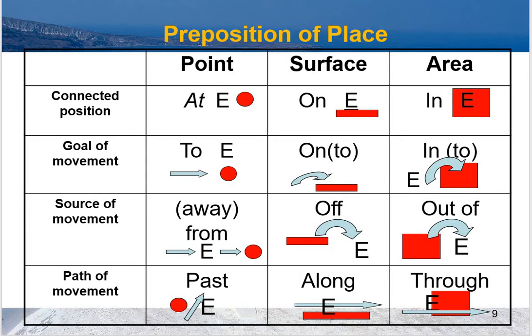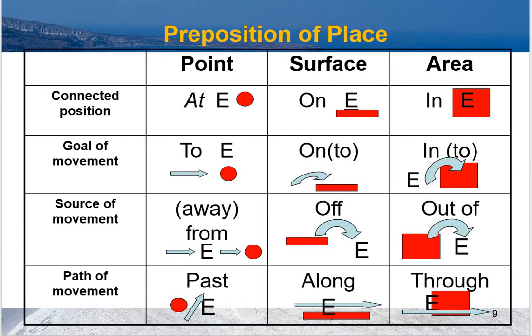This picture will describe positioning of preposition of place. Look at. At shows that it is close to the point. To shows the direction of something. And away, that you move away from some place. Past means you move with some object.